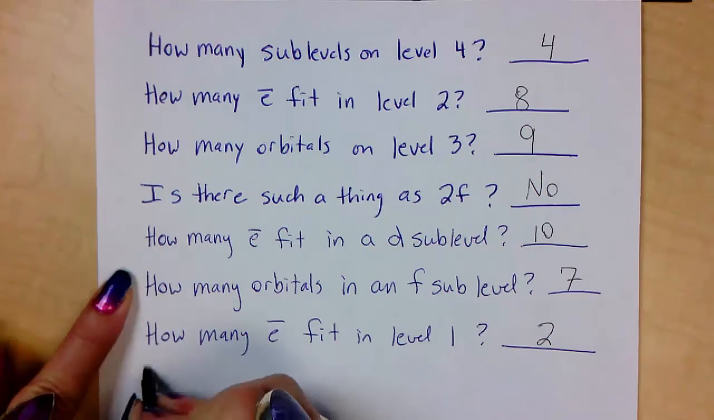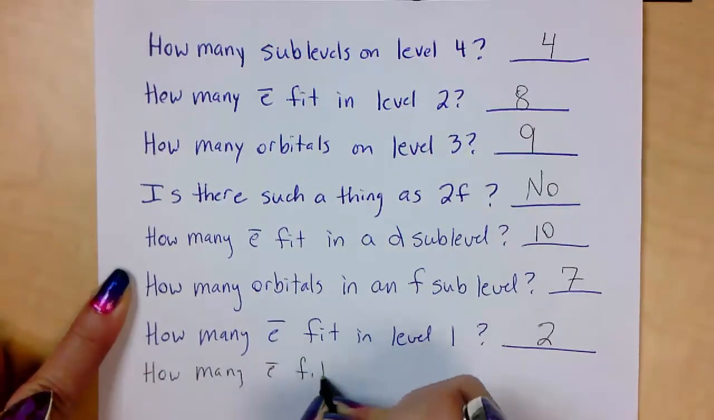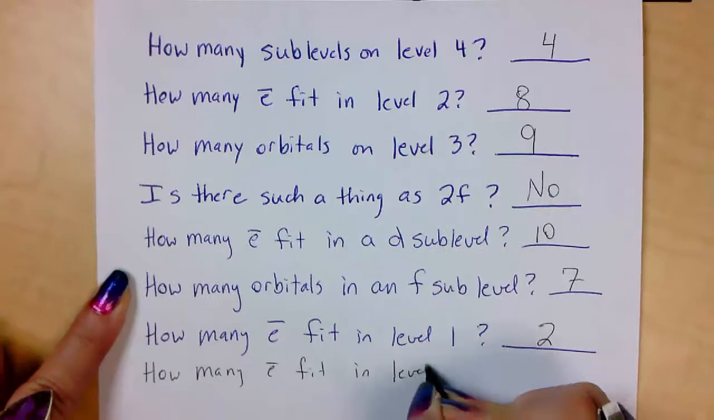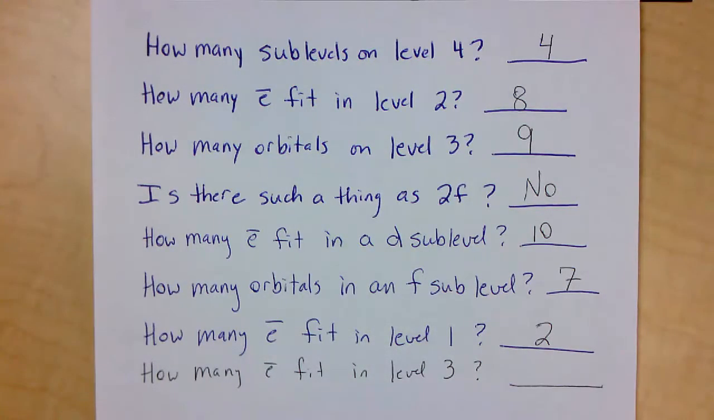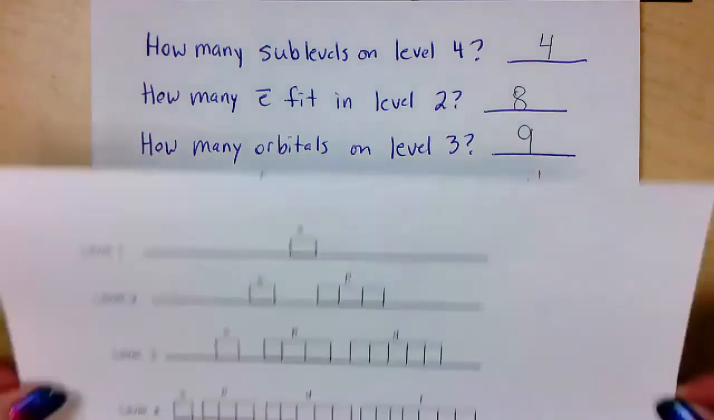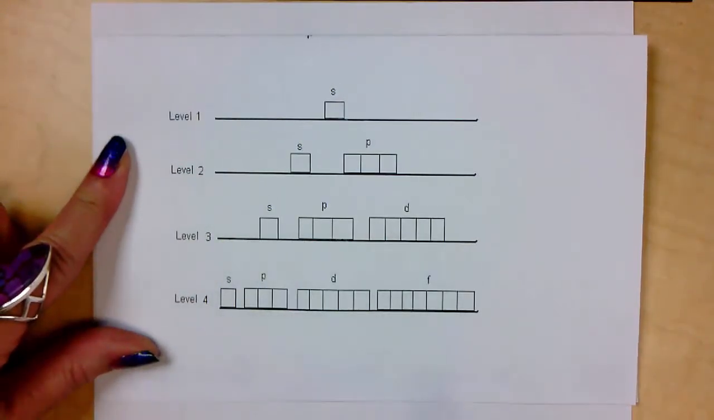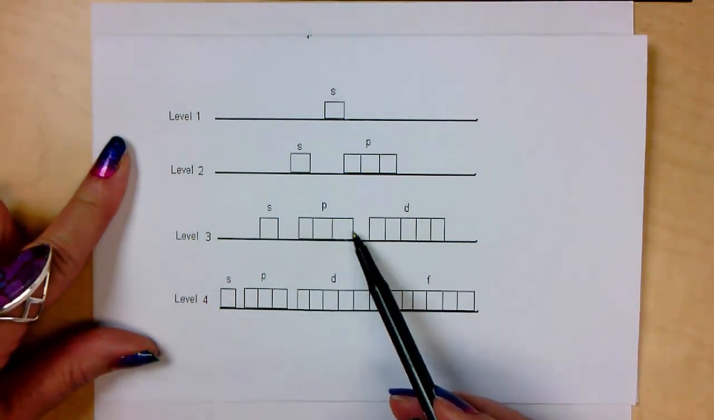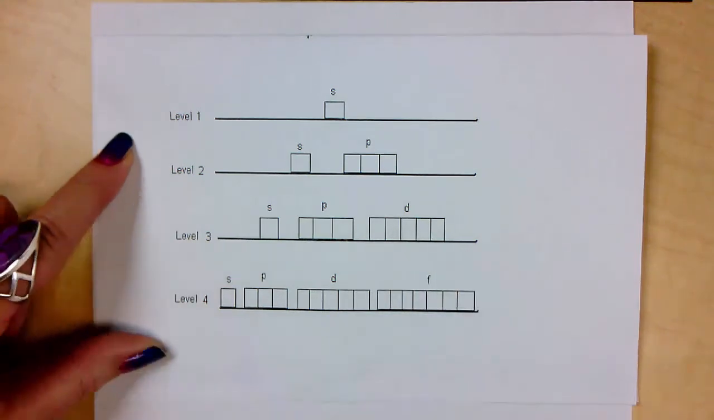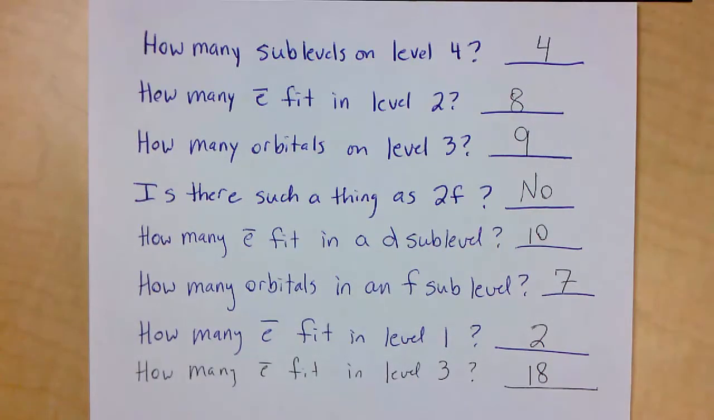Let's add a question. How many electrons fit in level 3? That's a great question. I'm going to give you a chance to answer on your own. You can hit pause if you need to. All right, so we look at level 3. We can fit 2 electrons in each box. So that's 2, 4, 6, 8, 10, 12, 14, 16, 18. We can fit 18 electrons in level 3.